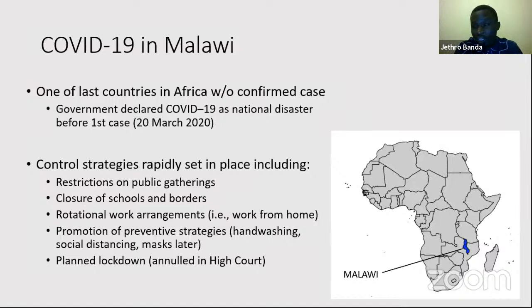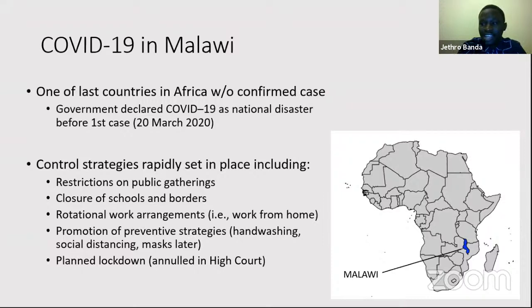But before I go into details about this study itself, I have to talk about COVID-19 in Malawi. Malawi happens to be one of the last countries to register a confirmed COVID-19 case. But even before we registered the first case, the government had declared COVID-19 a national disaster. As a follow-up, they had set strategies meant to slow the transmission or delay the onset of COVID-19 in Malawi, which included restricting public gatherings, closure of schools and borders, working from home, and promoting strategies that would protect one from infection.